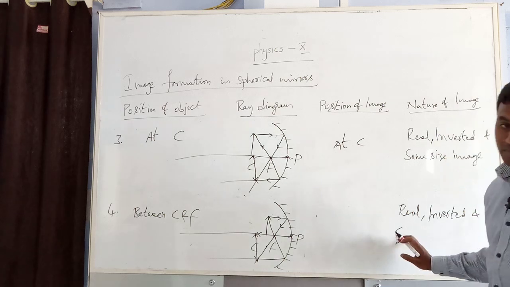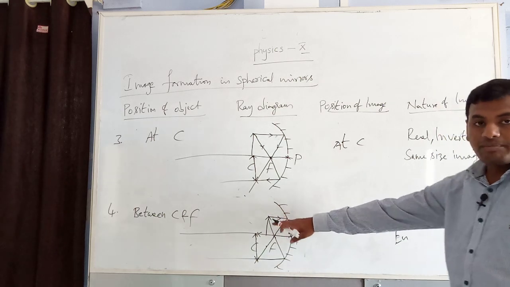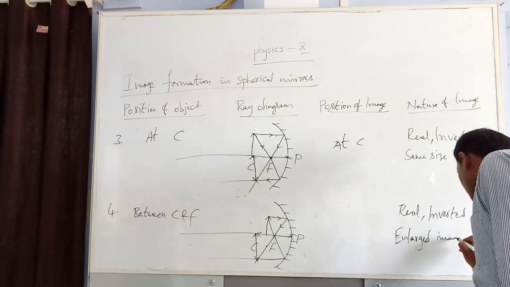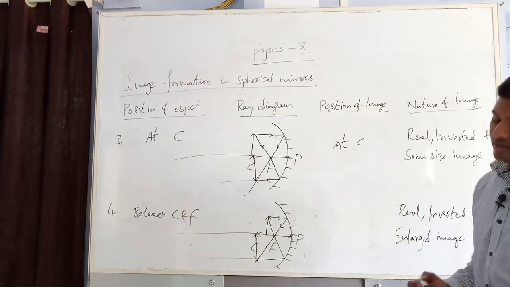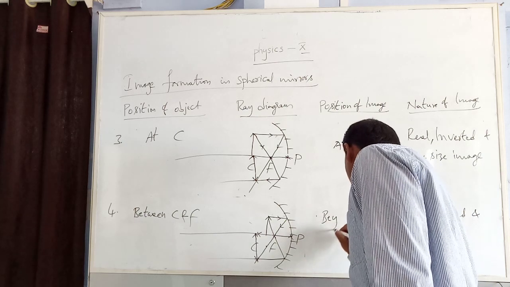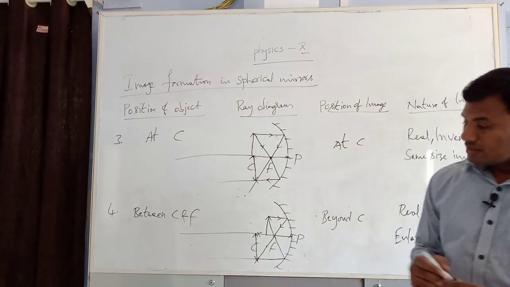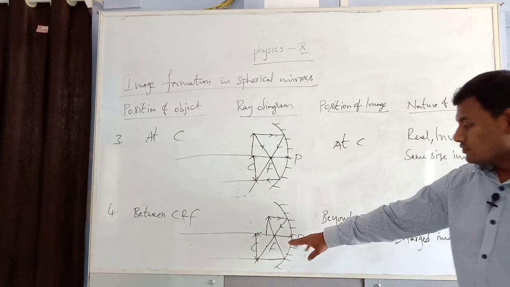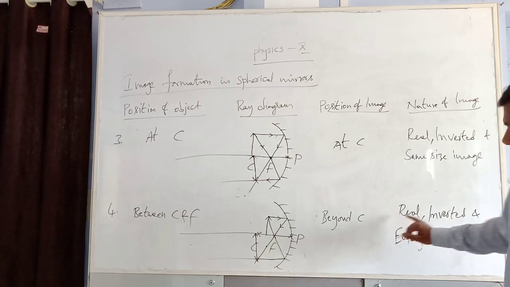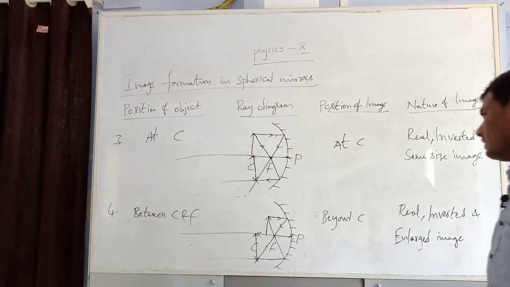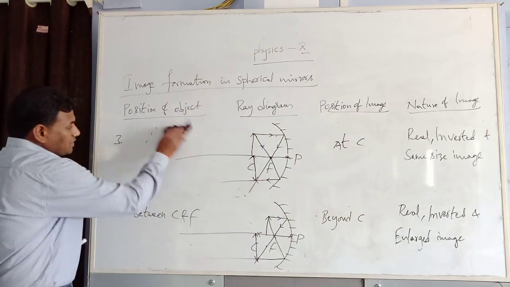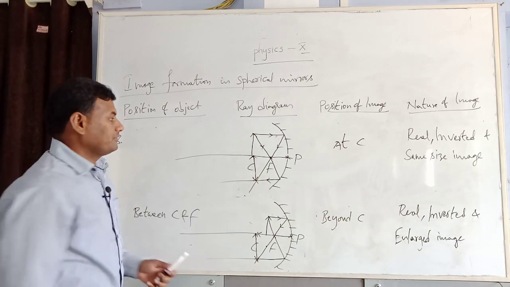Why are we saying enlarged? It means the image formed is greater in size when compared to the object. You can say an enlarged or magnified image is formed, and the position of the image is beyond C. So when the position of the object is between C and F, this will be the ray diagram, and the position of the image is beyond C, and the nature of the image is real, inverted, and enlarged. Next one, fifth position. Let us see the position of the image when the object is at F.